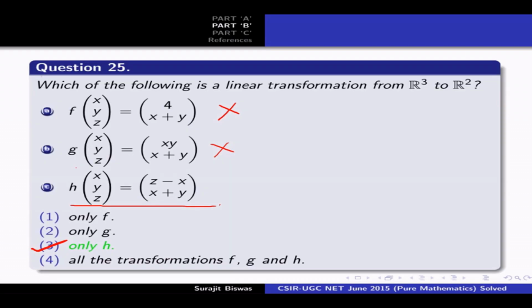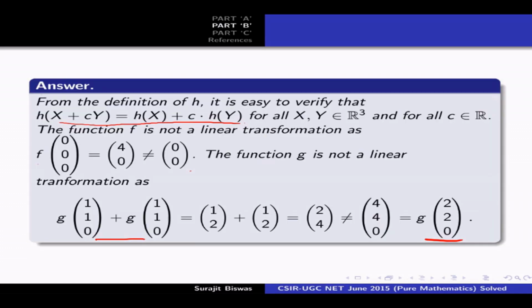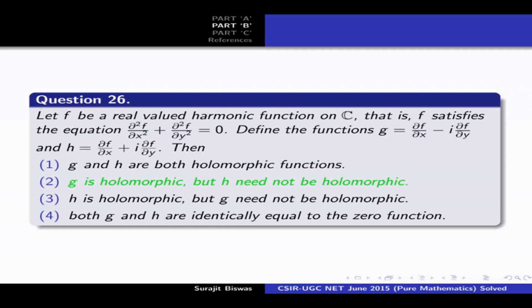Hence we are done. So question 26, let f be a real valued harmonic function on C, that is, f satisfies this equation. Define the function g equal to this and h equal to this. Then we need to see whether g and h are holomorphic or not.